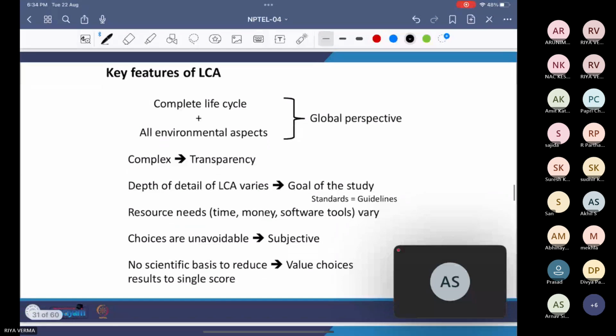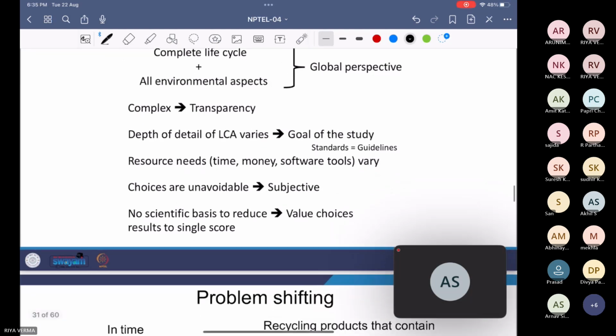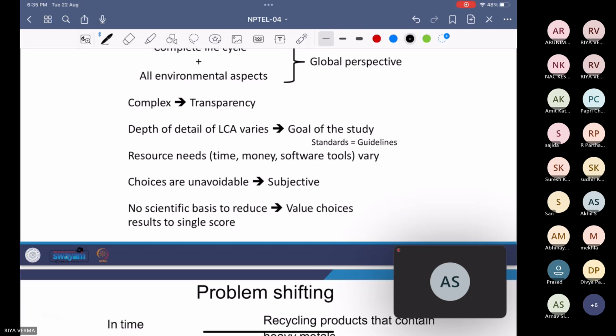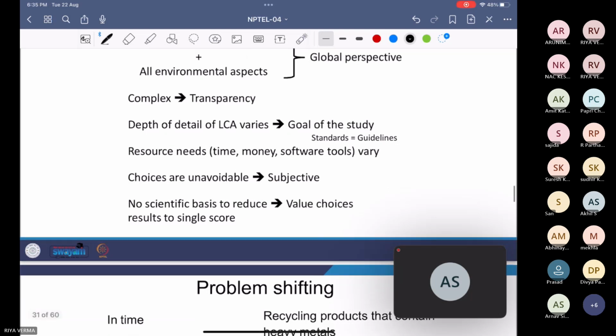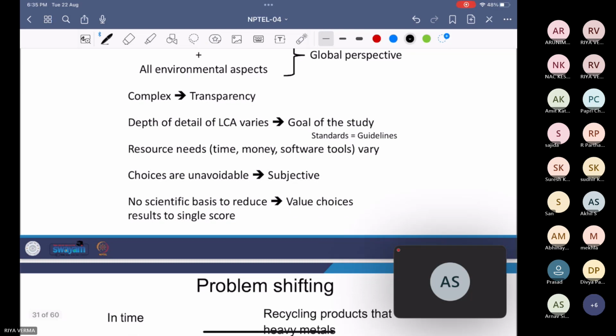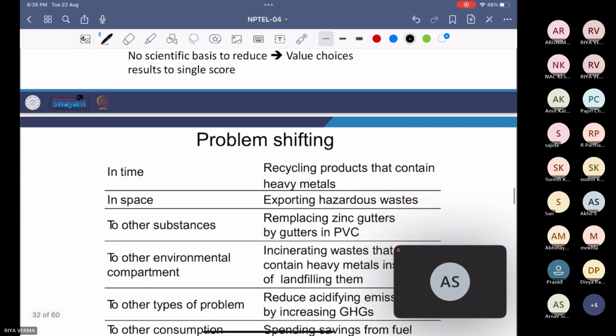Basically, the depth of the LCA varies as per the goal of the study, like how much detail we are going to consider the impacts, or what key indicators we need to consider during our LCA study. It needs some resources, that is time, money, software tools. Everything is required to perform an LCA exercise, and the choices are unavoidable. This is a subjective type of study, and there is no scientific basis to reduce the results to a single score. So we need to perform value choices.